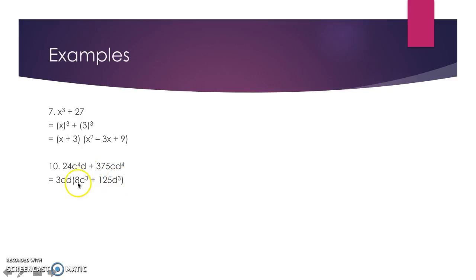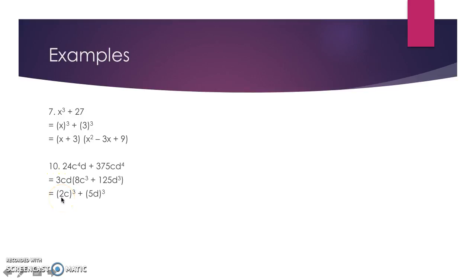I notice when looking at my 8, that is a perfect cube. Same with 125. That is a perfect cube as well. So I know that I'm not done. I now look at my perfect cubes. So I forget about this 3cd for a while.